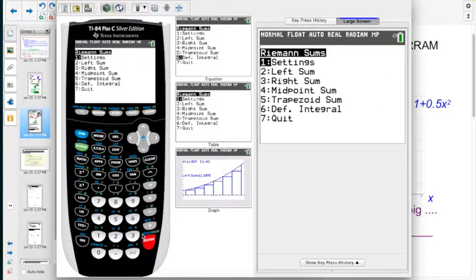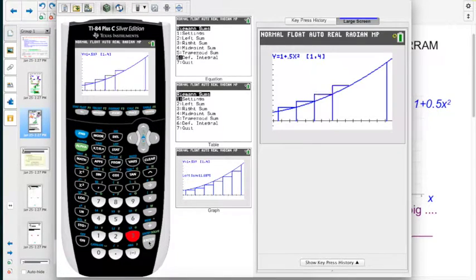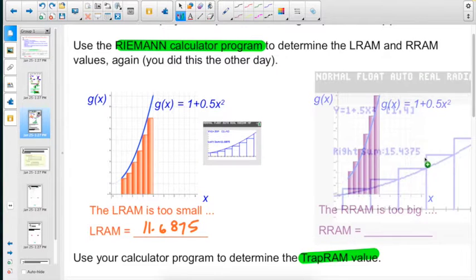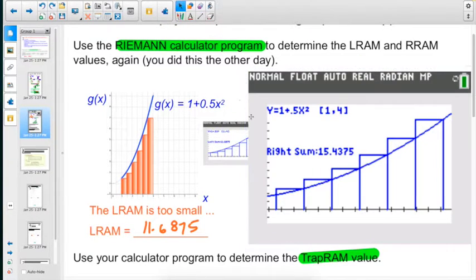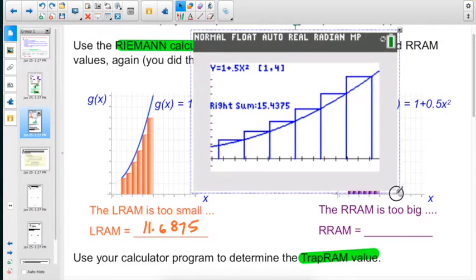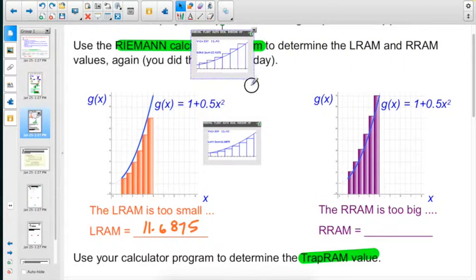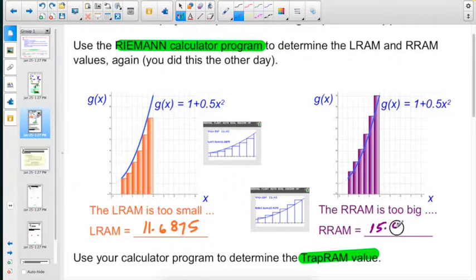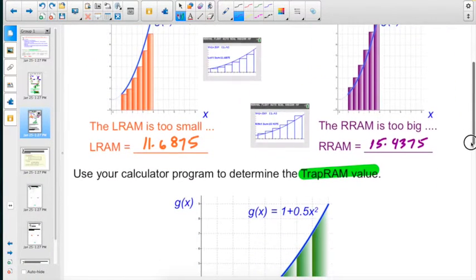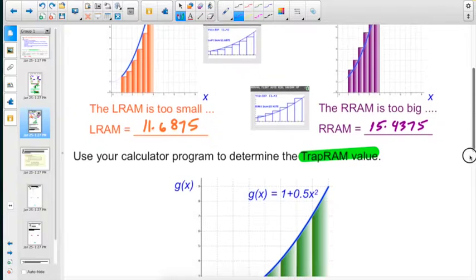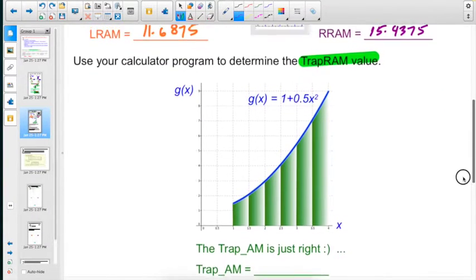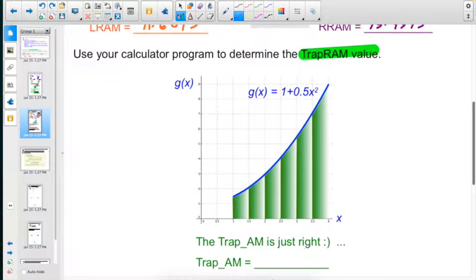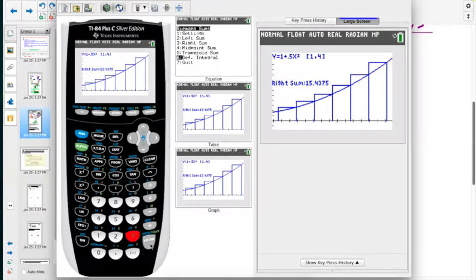So we'll change this to a right RAM now. So our right RAM is 15.4375. Okay, so there's our right RAM. So you can see that our left RAM is small and our right RAM is a lot bigger, almost 25% bigger. So let's go ahead and come back and use our trap RAM.